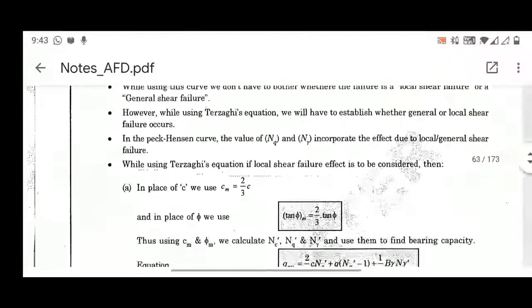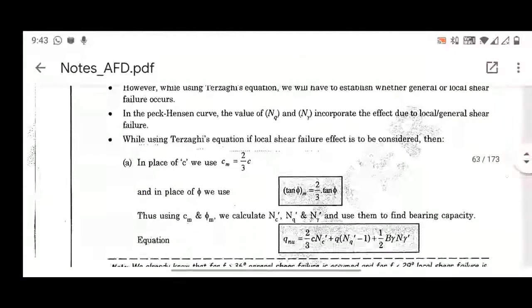In the Peck-Hansen curve, the values of Nq and N gamma incorporate the effect due to local or general shear failure, right? So while using this Peck-Hansen curve, in order to use these Nq and N gamma values, you have to incorporate the effect due to the local or general shear failure.